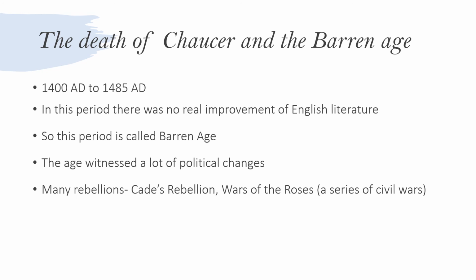So to conclude, the Middle English period was highly influenced by the Norman conquest of England, which resulted in the intermingling of English and French languages. Then it was chivalric in nature rather than heroic. Then in the early Middle English period, rhythm and rhyme replaced alliteration, but alliteration came back. It was revived later, the alliterative revival. And then we have the Age of Chaucer, then the death of Chaucer and the Barren Age.